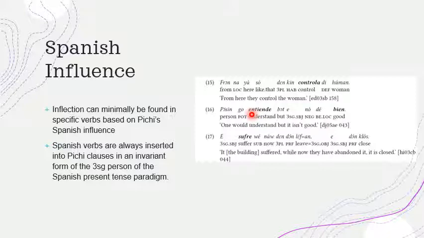They do use certain Spanish verbs, but when they do, they are always going to be in the third person. So over here we see controla, which means control, or entiende, understand, and that's how it would be inserted, but it's not going to be very syntactic and more analytic of how that goes about.